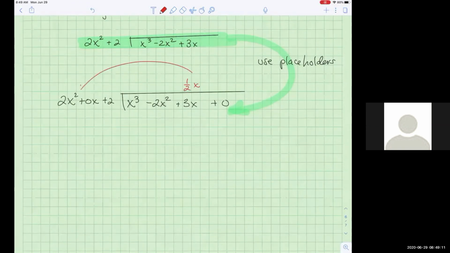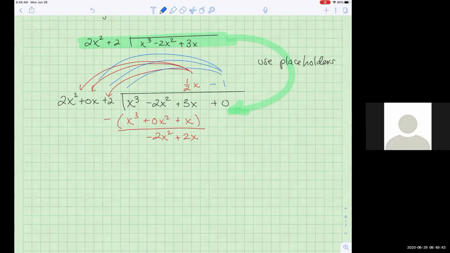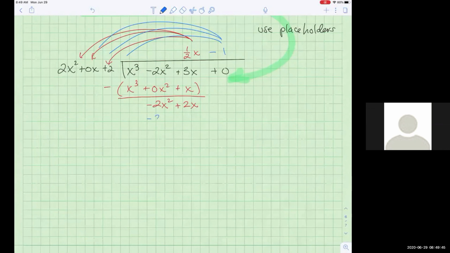And as we distribute this here, we're going to get x cubed plus 0x squared plus x as we multiply by each term. And then we'll subtract. And we'll get negative 2x squared plus 2x. Now for my next round here, we'll ask ourselves 2x squared times what equals negative 2x squared? Well, that's a -1. And then we'll do the same distribution. And we'll get negative 2x squared minus 0x minus 2.